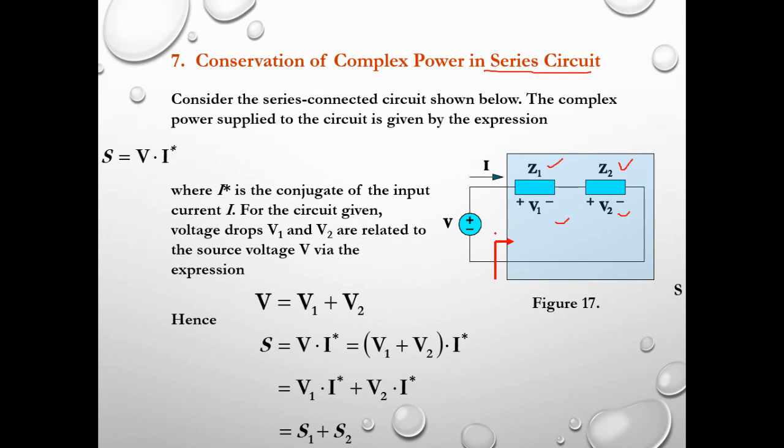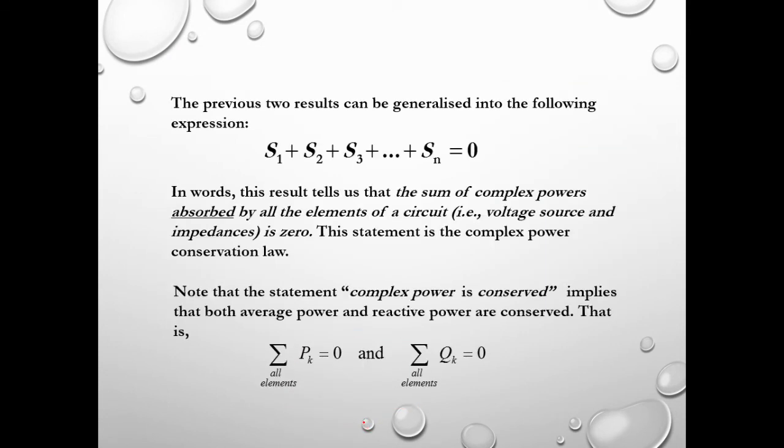So we can simply sum up the voltage drops, which equals the source voltage V. So V equals V1 plus V2, and S equals V I conjugate. With the total V being V1 plus V2, expand this equation and you get V1 I conjugate plus V2 I conjugate, where V1 I conjugate is actually S1 and V2 I conjugate is S2.